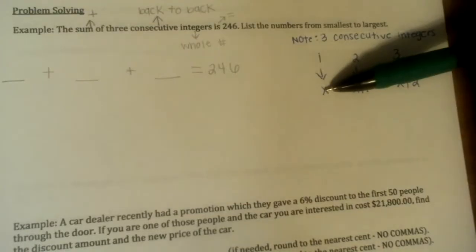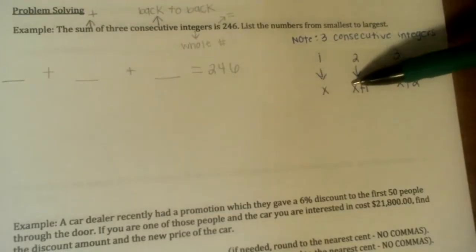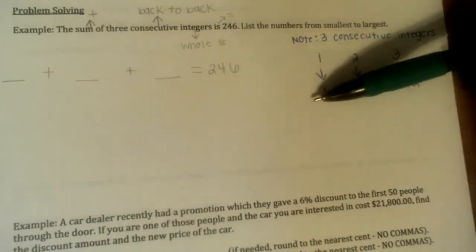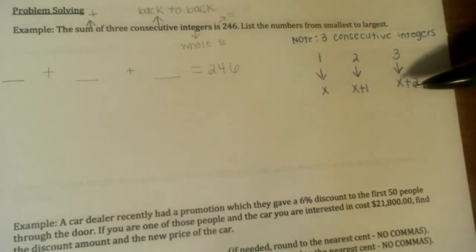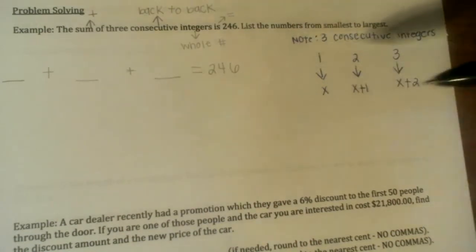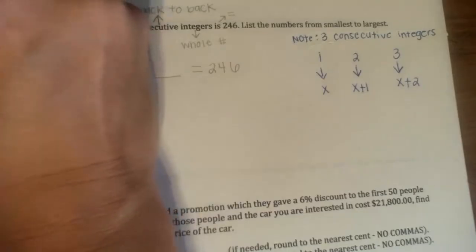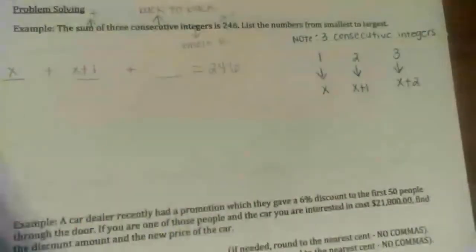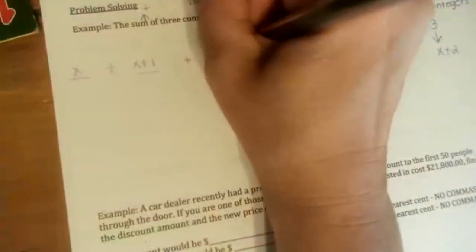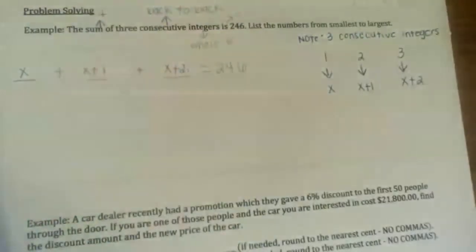So if I get my first number, which is x, I can take that number, add 1 to get the next number, and I can take that same number, add 2 to get the third number. So this ensures that they are back-to-back numbers. And now I can fill in the blank and I have an equation. So our first number would be x, that second number would be x plus 1, this third number would be our x plus 2. Boom, now I have an equation I can solve for x.